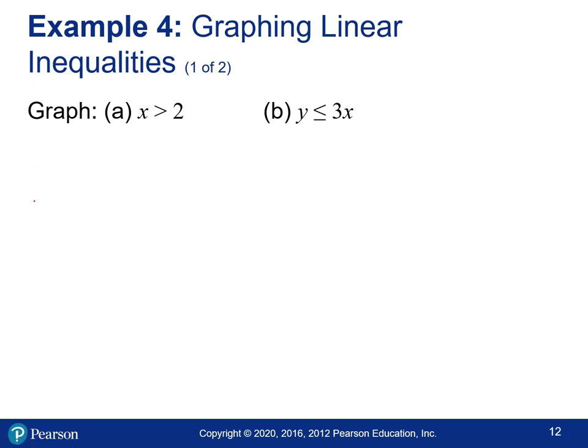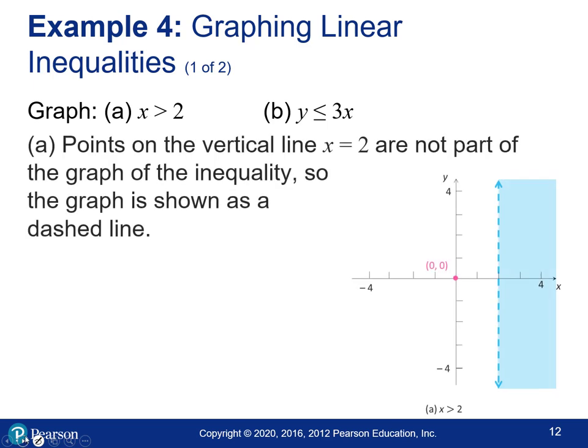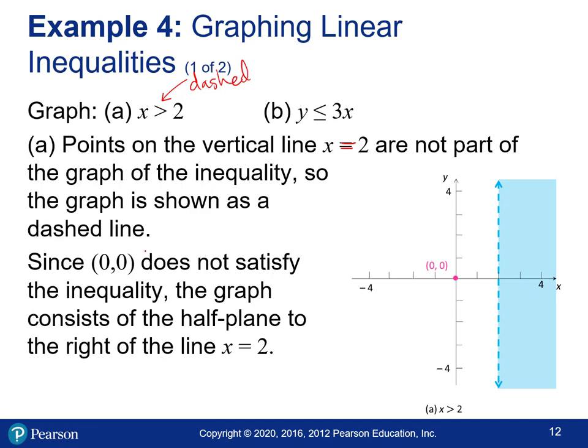Okay, let's graph these two. So A is x is greater than 2, B, y is less than or equal to 3x. So if we set this equal to 2, we have x equals 2, and that's going to be a vertical line. And we do have a strict greater than symbol, so that's why we're going to draw a dashed line. And then anything greater than 2 is going to satisfy this inequality. We can test a point, 0, 0, for example, and it doesn't satisfy this inequality. 0 is not greater than 2.